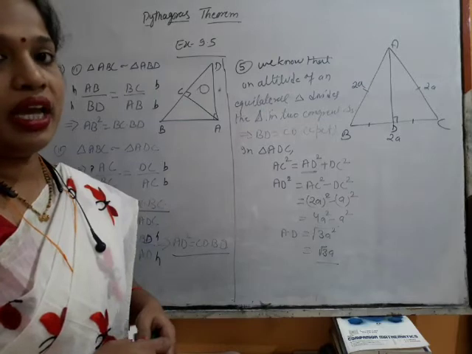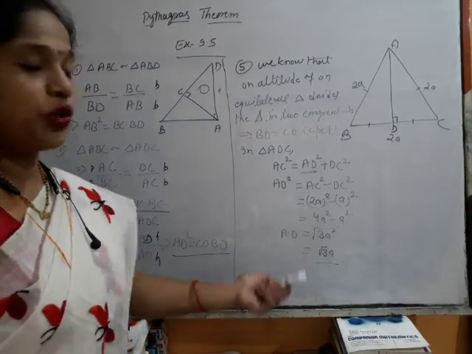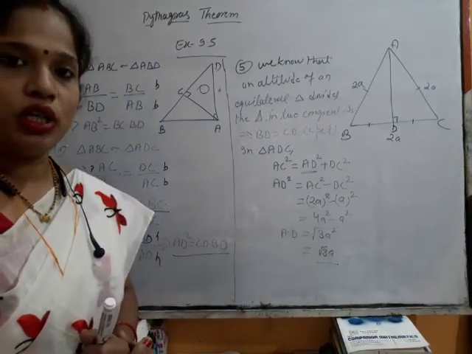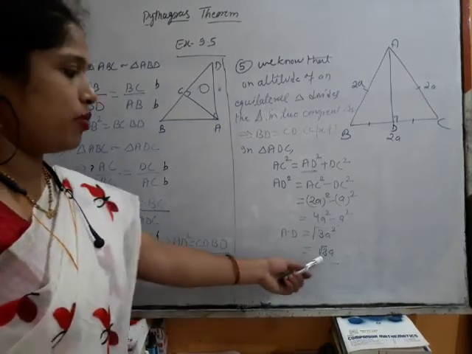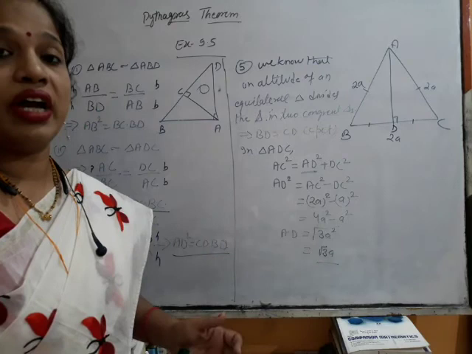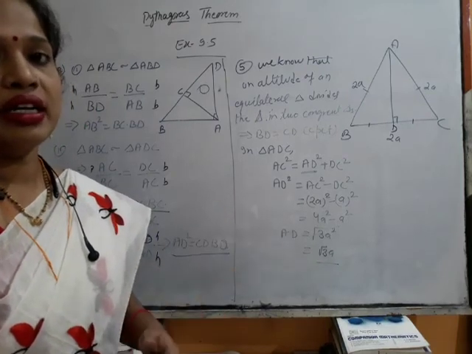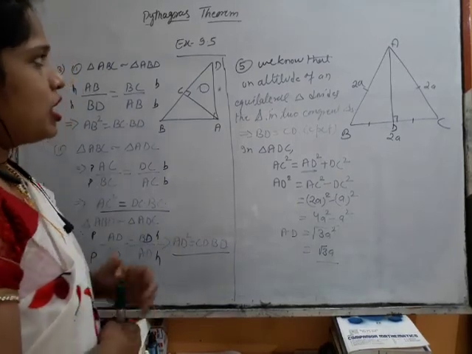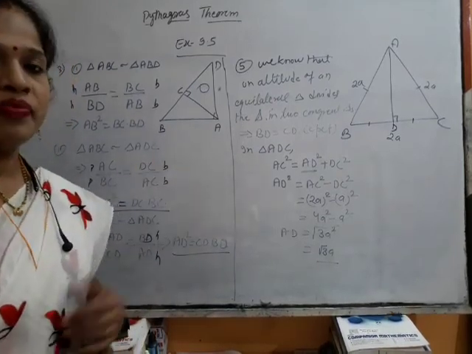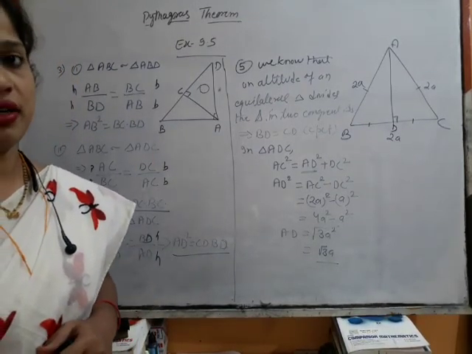Okay, and by the altitude you can find the area of the triangle also, half into base into height, if the lengths are given. So always you remember root 3A is the length of the altitude in an equilateral triangle. Okay, so I hope these things you have understood. Other questions we'll do in the next video. Thank you.